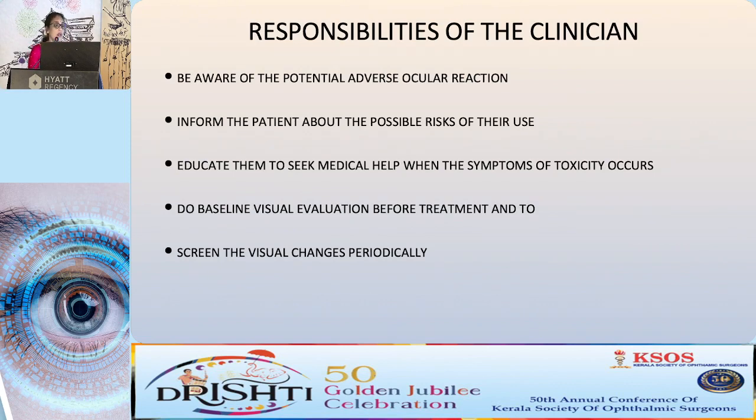Responsibilities of the physician. The physician should be aware of the potential adverse ocular reactions, and should inform the patient about the possible risk of their use. They should also educate them to seek medical help when symptoms of toxicity occur. They have to do a baseline visual evaluation before the treatment and also screen for visual changes periodically for the early detection of the problem.